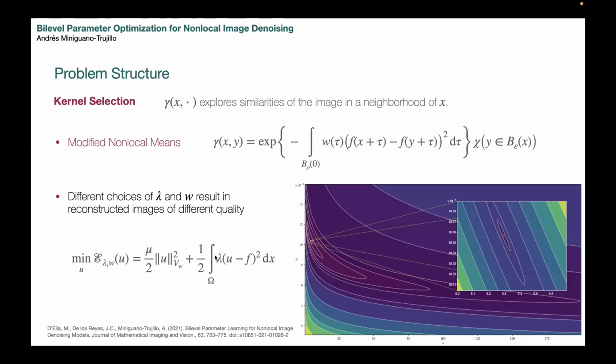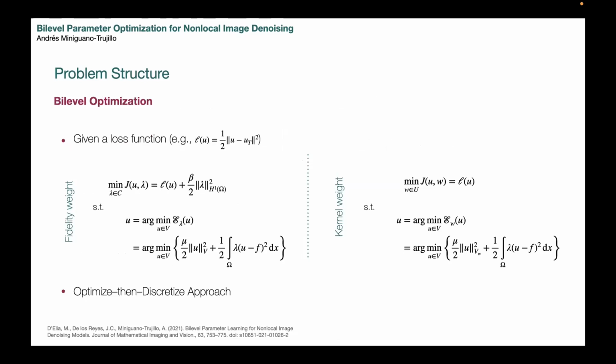Now you can guess that if you pick different W's and different lambdas, you will get different quality measures of the reconstructions, which is displayed in this picture here, and is actually quite a cumbersome landscape to optimize. But in any case, we would like to know, for a noisy image, which is the best pair of parameters that would give the best reconstruction. So we did this in separate ways. We optimize from one side just the fidelity weight, and on the other side just the kernel weight.